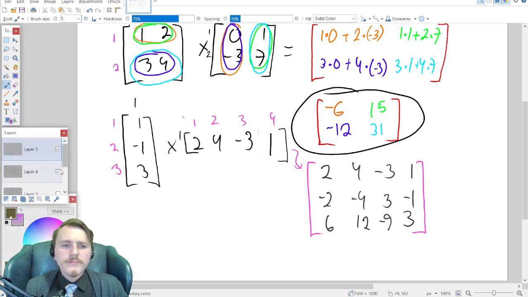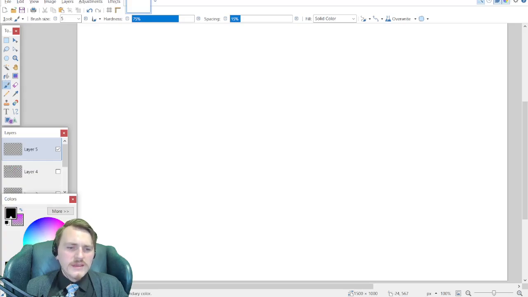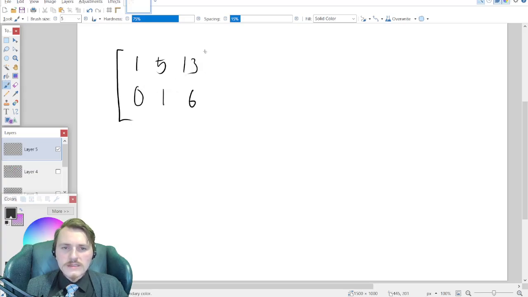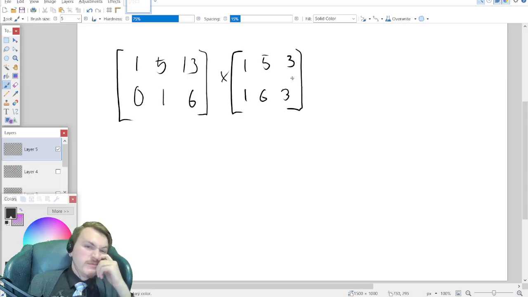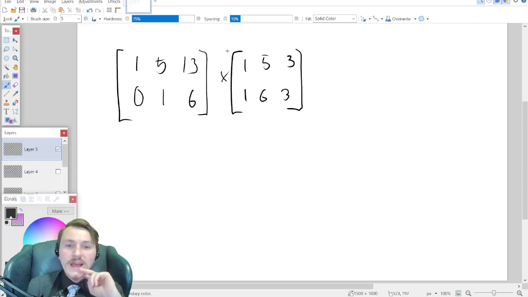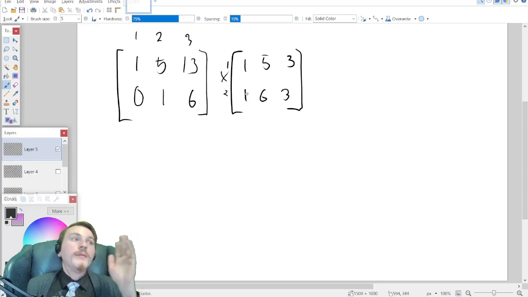Let's try one more. Let's try this matrix here. I want to multiply 1, 5, 13, 0, 1, 6 times 1, 5, 3, 1, 6, 3. All right, before we start multiplying, do we have the same number of columns here as we have rows here? No, we do not. We cannot multiply.